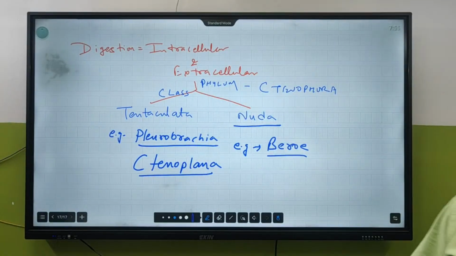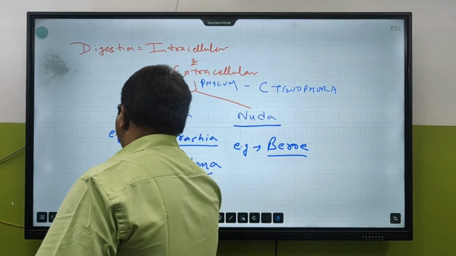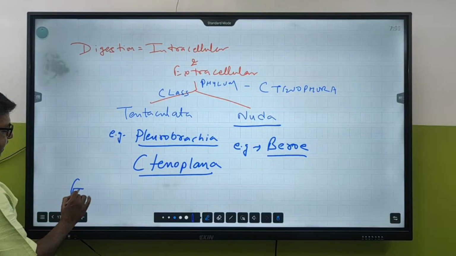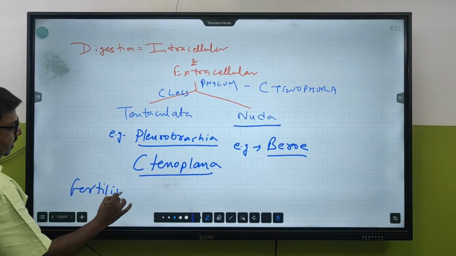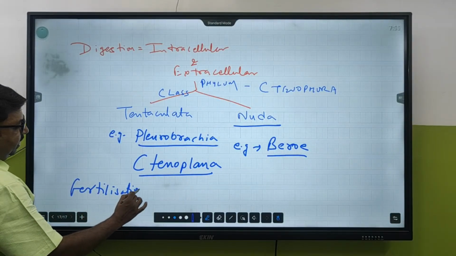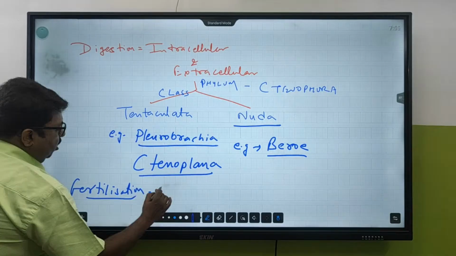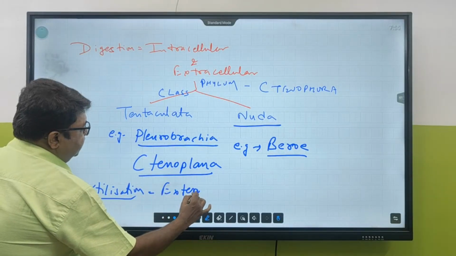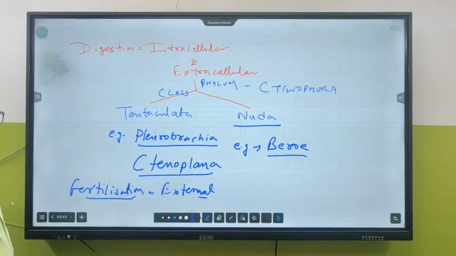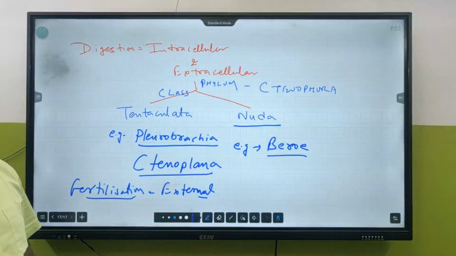Okay, the fertilization is external, with indirect development. The fertilization is external. Inside the body, the fertilization never takes place. It takes place outside the body. So it is external fertilization present in them. So that's all about phylum Ctenophora.